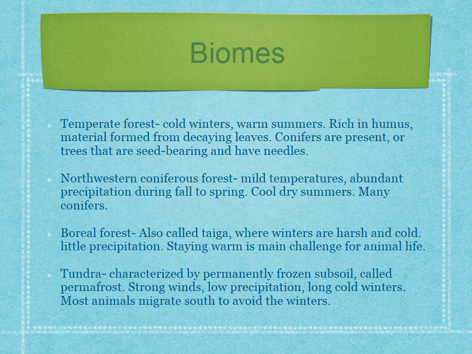Then we have boreal forest, which is also called the taiga, and this is where winters are harsh and cold, with very little precipitation, and the main challenge that many organisms face is going to be staying warm. And then lastly, we have the tundra, and it's characterized by permanently frozen subsoil, which is called permafrost. We have strong winds, low precipitation, long cold winters, and most animals end up migrating south to avoid the winters.